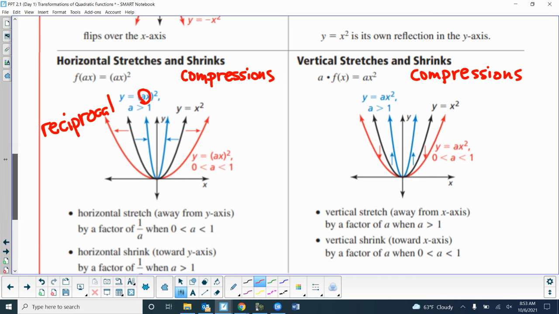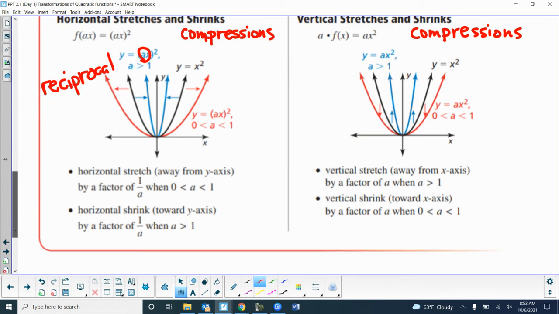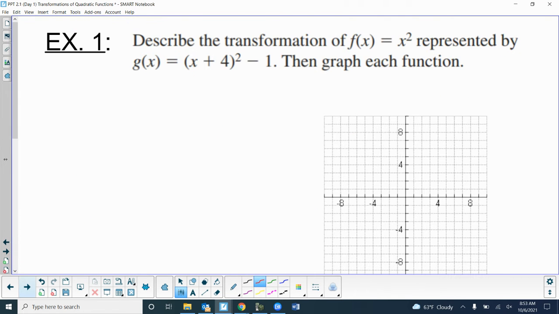Are we paying attention? Yes. Okay? Seems like you guys are kind of zoned out today. Let's keep up the good work. You did really well yesterday.